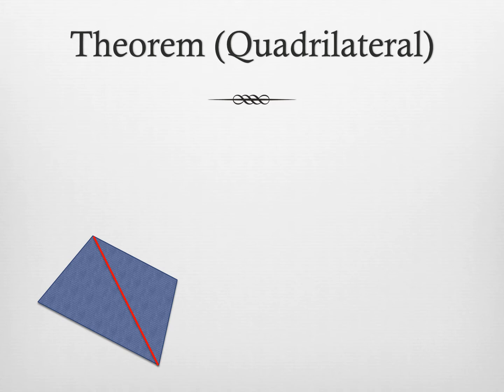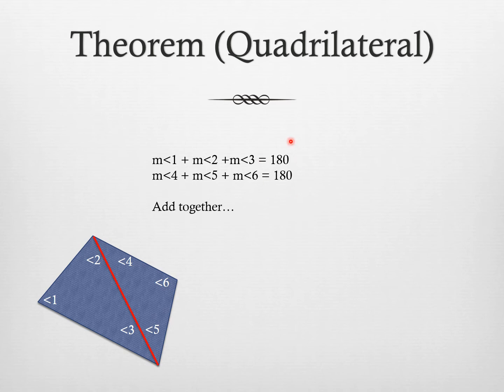They're not necessarily congruent, but we do know that they each have three angles, and each of those three angles add up to 180 degrees. Okay, so here's where the math comes in. If we add these two equations together, the left-hand side, we end up with 1 plus 2 plus 3 plus 4 plus 5 plus 6 is equal to the sum of the right-hand side, which is 180 plus 180, and that's 360.